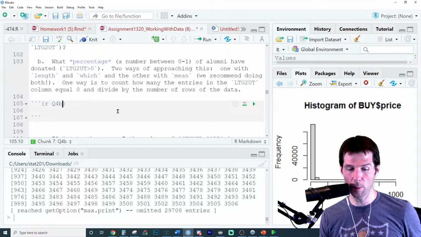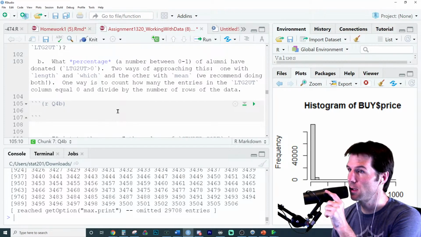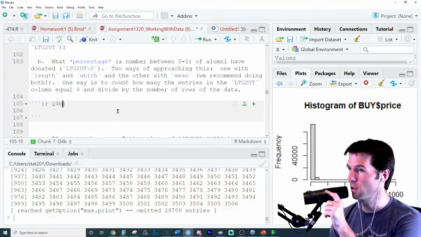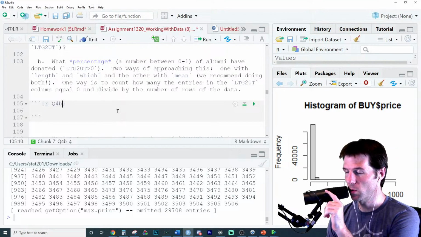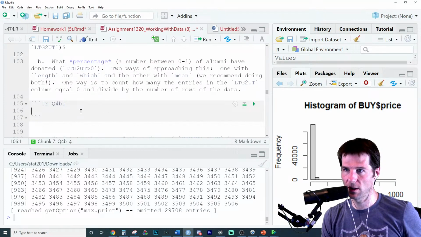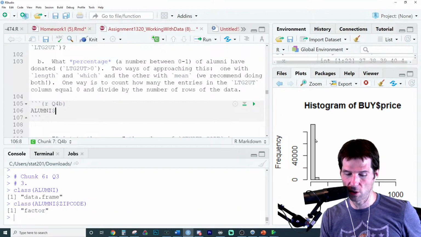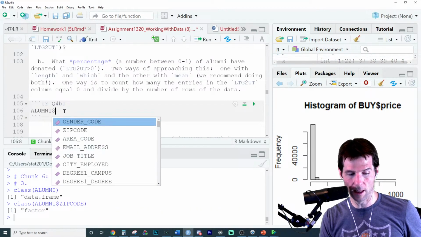So let's look at this right here. What percentage, and this is a very similar question, what percent, a number between 0 and 1, of alumni have donated to UT? Two ways of approaching this. We can use the length which, but I hate that. I hate using the length which because watch this. If we look at the alumni, and I need to load it up, make sure you have your data already loaded in. Now it'll run.